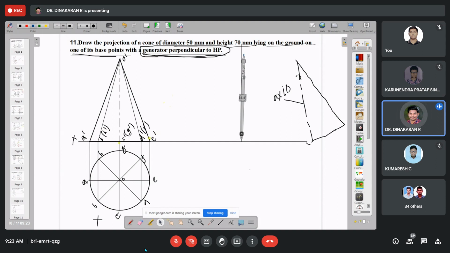Check it with my compass: it is 7.4 centimeters, times 10, we are getting 74 mm. But what is the actual height? Actual height is 70 mm. So now you can be clear that compared to the axis height, the generator height will be higher.